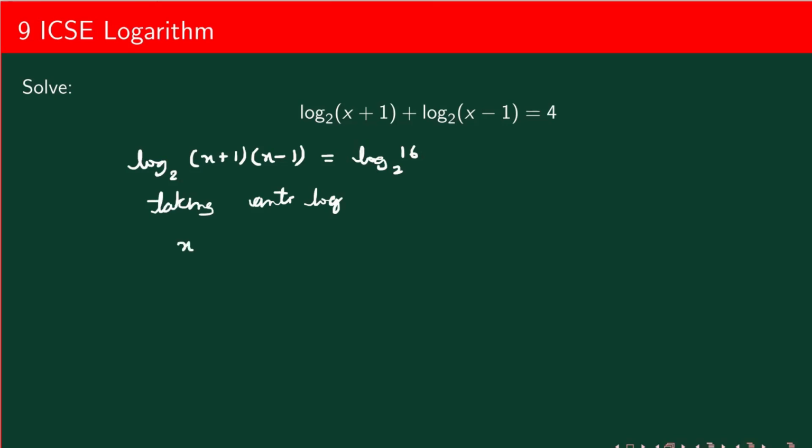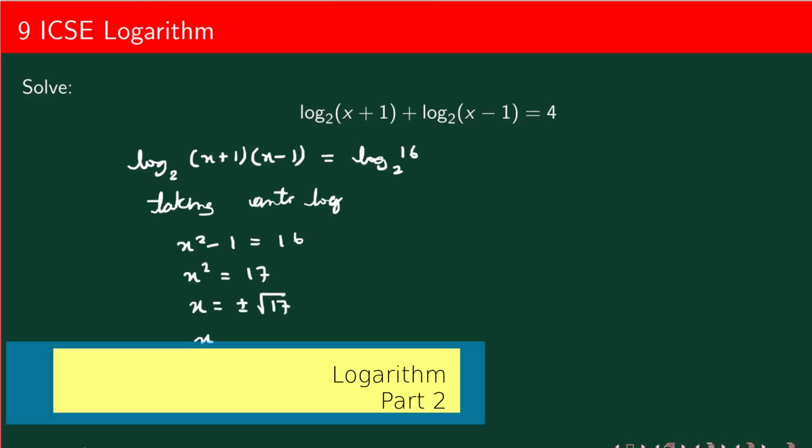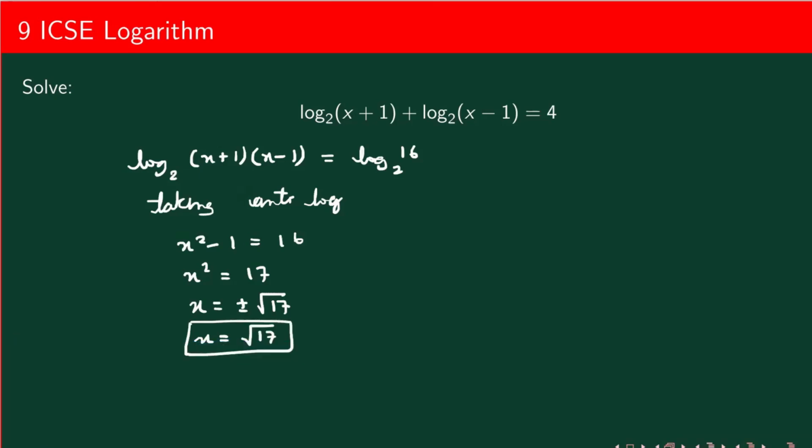what do we have over here? This is x square minus 1 is 16 because a plus b into a minus b is a square minus b square. X square is equal to 17 and you get x as plus minus root of 17. And of course, then we need to take root 17 only. The reason being that the log of anything cannot be negative. Okay, so log of x to the base a, x has to be greater than 0.